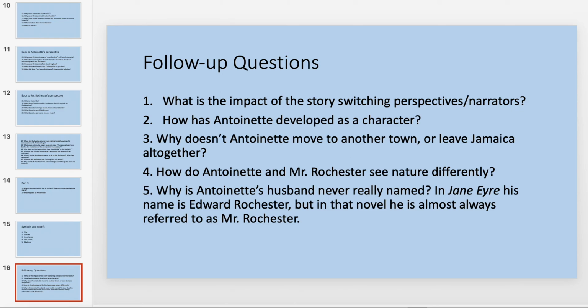So again, I've referred to him as Mr. Rochester for simplicity, so you know who I'm talking about. It's Antoinette's husband. But the story, Jane Eyre, is going to treat him a little bit differently than Wide Sargasso Sea. So why is he never named in Wide Sargasso Sea?